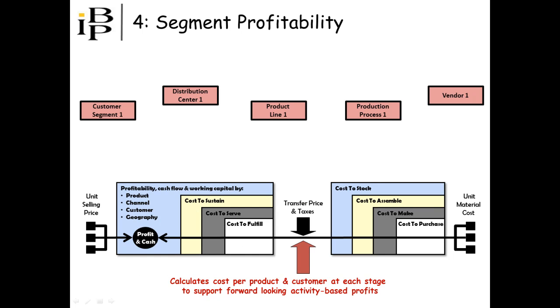Another key logic feature is the ability to support forward-looking activity-based profit analytics. The model allocates either calculated or given overheads at each stage in the value chain to derive a cost per purchase or a cost to serve. These unit costs are then used to drive product, customer, and segment profitability forecasts.